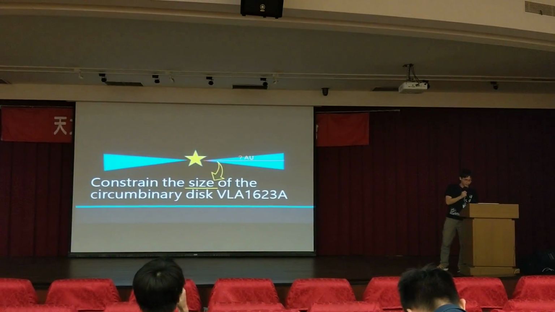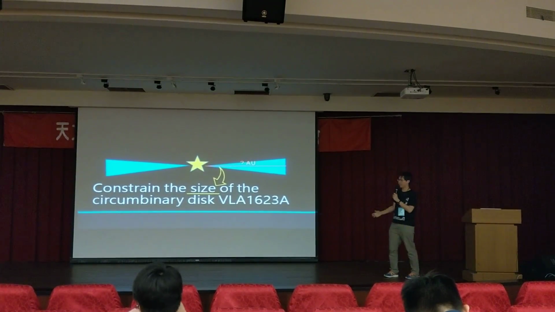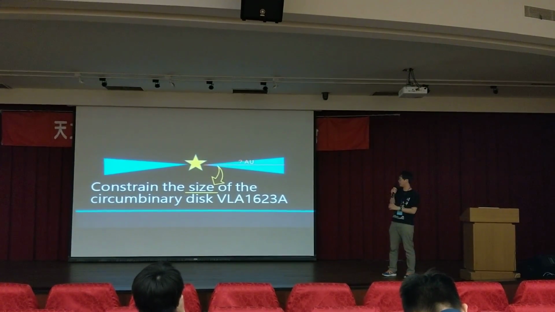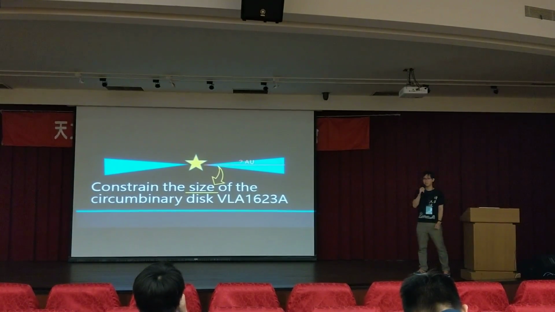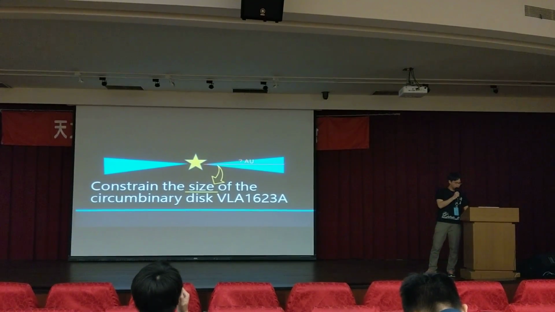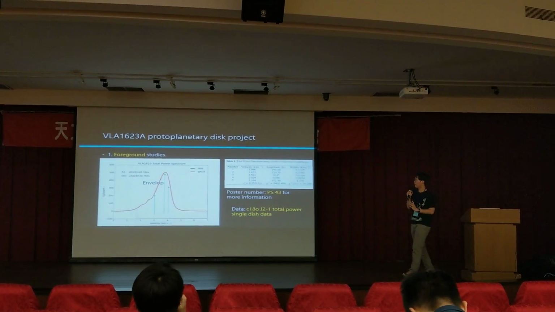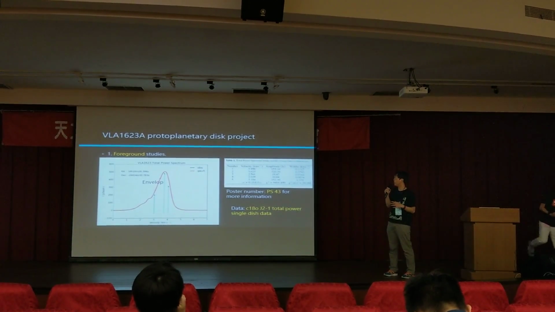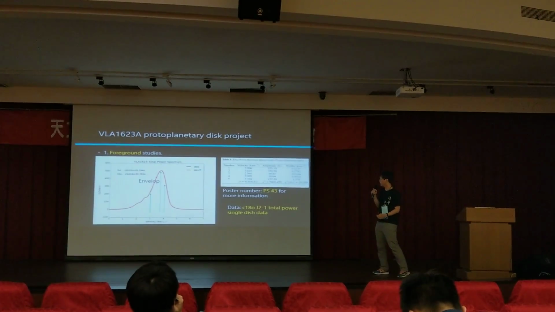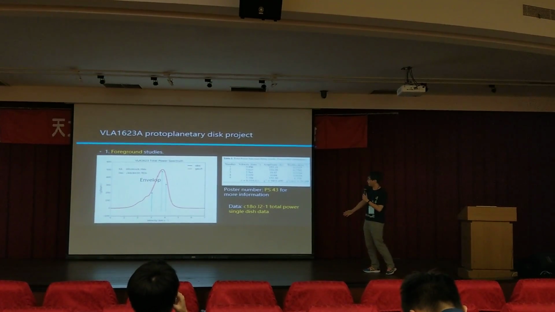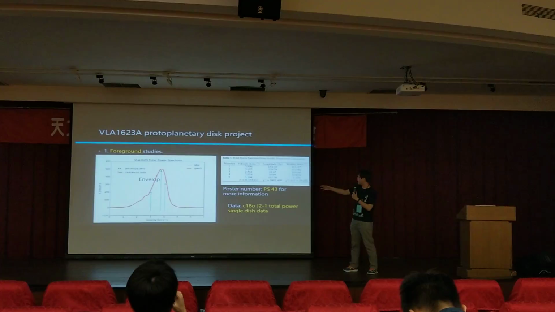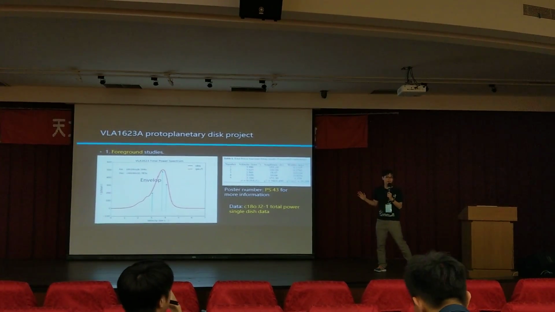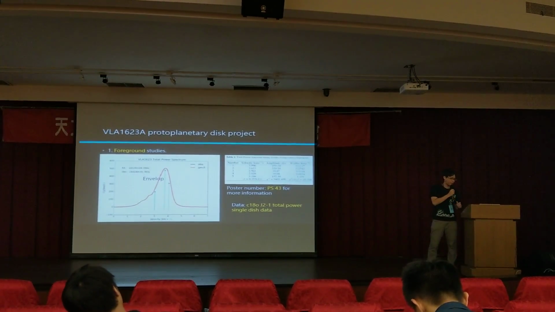And also, okay, the next part, I'm going to tell you how I tried to constrain the size of the circumbinary disk of VOA 1623A. So first of all, I use the total power spectrum data to fit the foregrounds. So we fit, and at velocity around 3.7, we can see that's the main component corresponding to the envelope around the circumbinary disk.